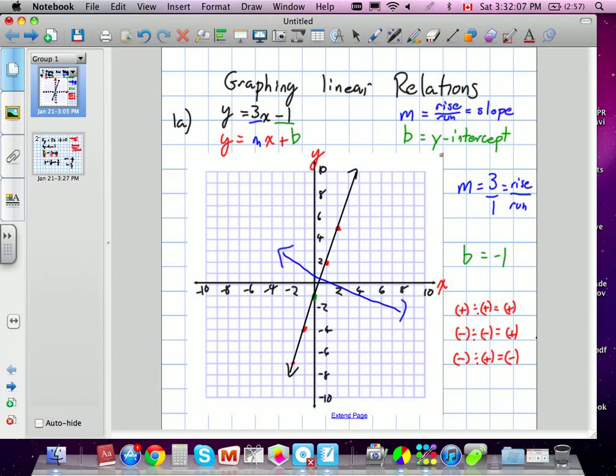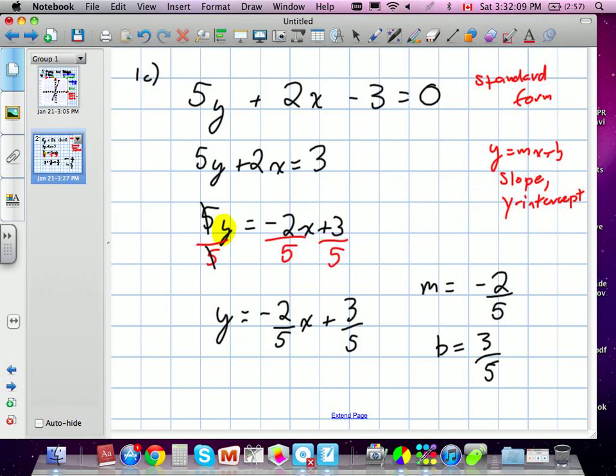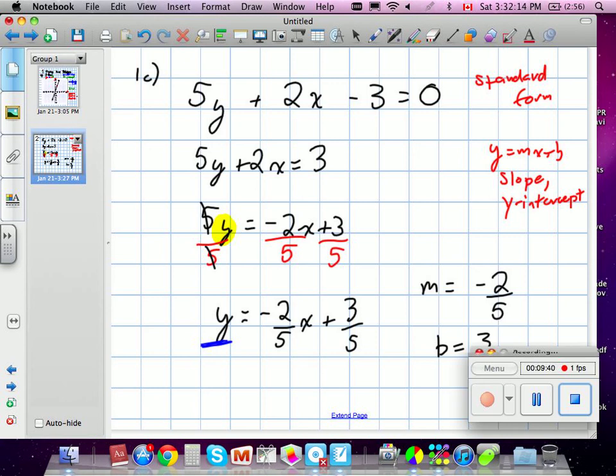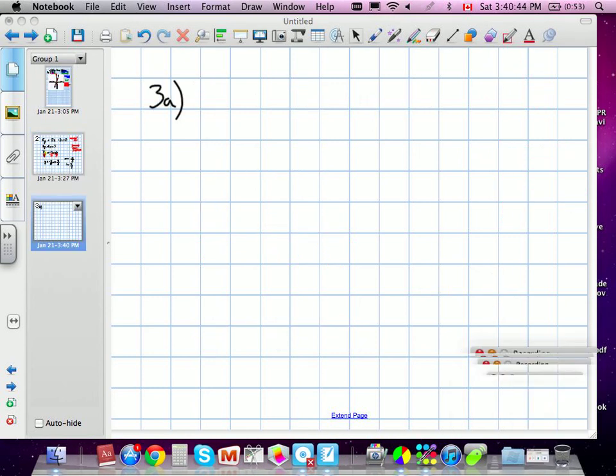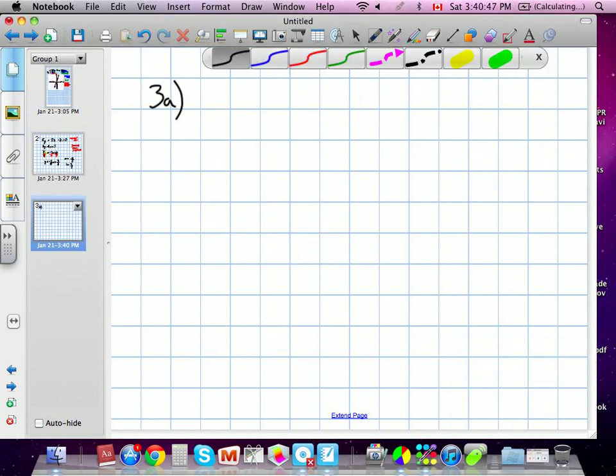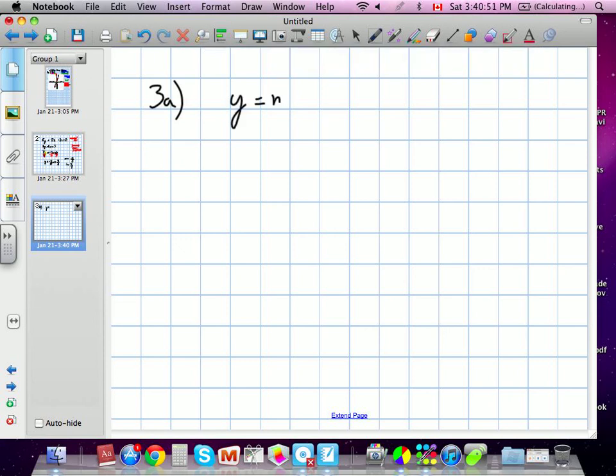This is what I want you to remember. We got to set this equal to y. So the algebra part, we got to move all the numbers over. Okay. In question 3, they want us to determine the equation of a line in y equals mx plus b form. So they want me to write it the way we've been doing the last two.